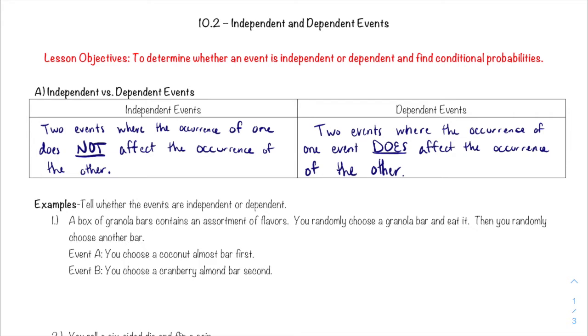So dependent events is if I were to do something and that changes the probability of the second event happening because of what happened in the first event. So it depends on the first event what happens in the second event.